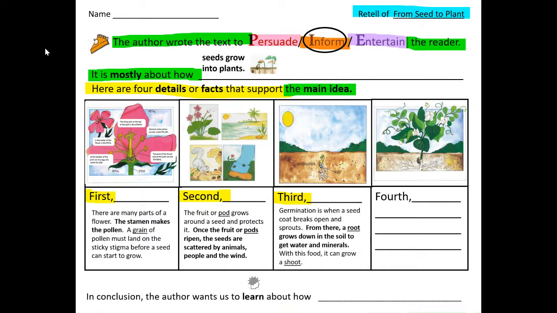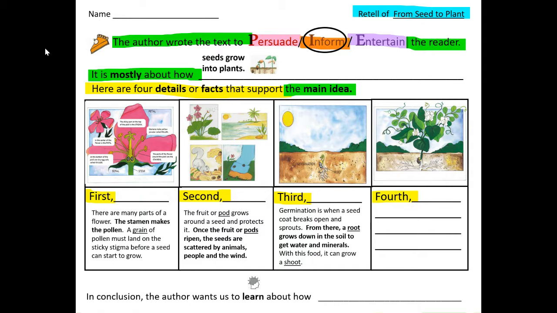Oh, and I'm sorry, I forgot to show you this. Germination is when a seed coat breaks open and sprouts. From there, a root grows down in the soil to get water and minerals. With this food, it can grow a shoot. Sorry, I was telling you the facts without showing you the sentences.